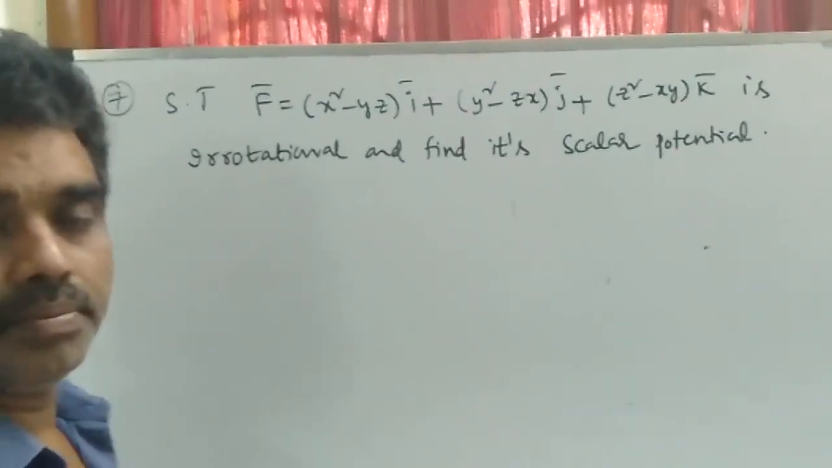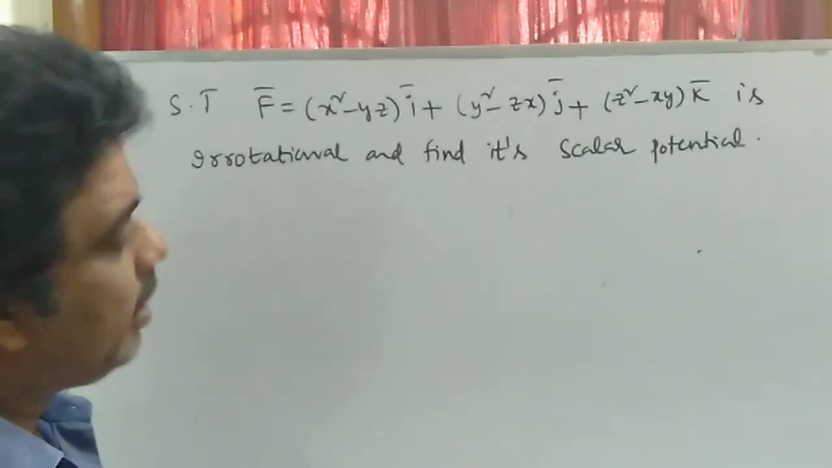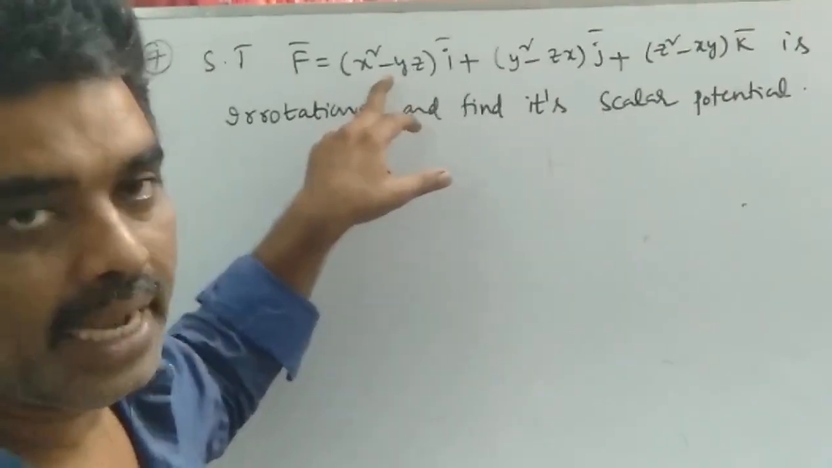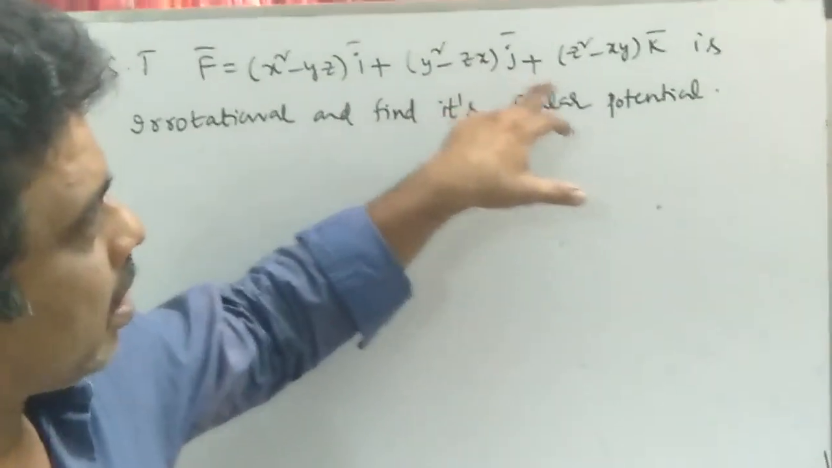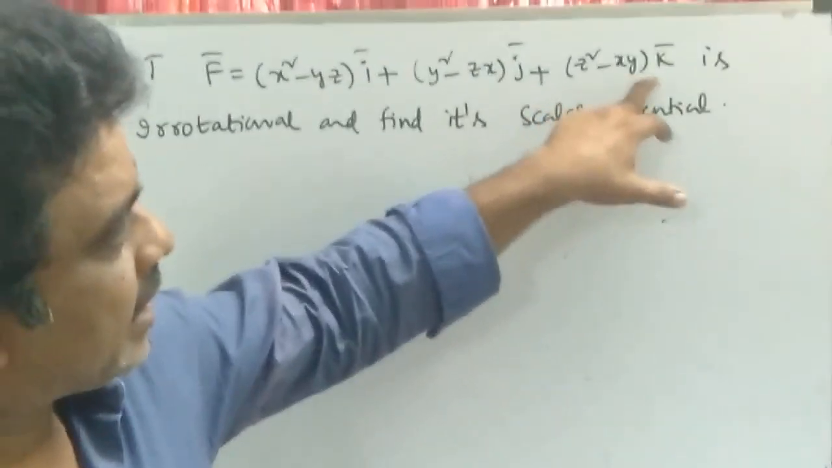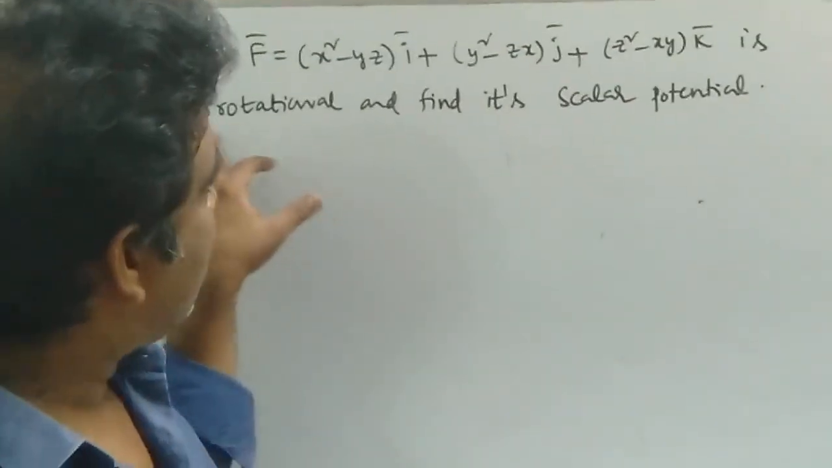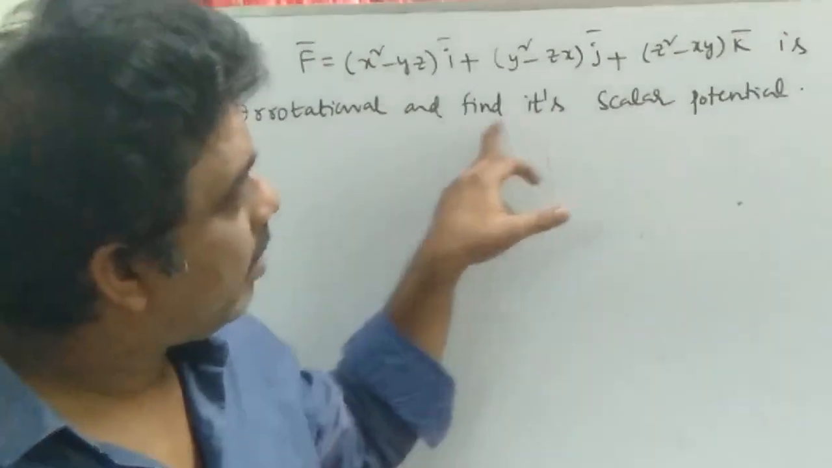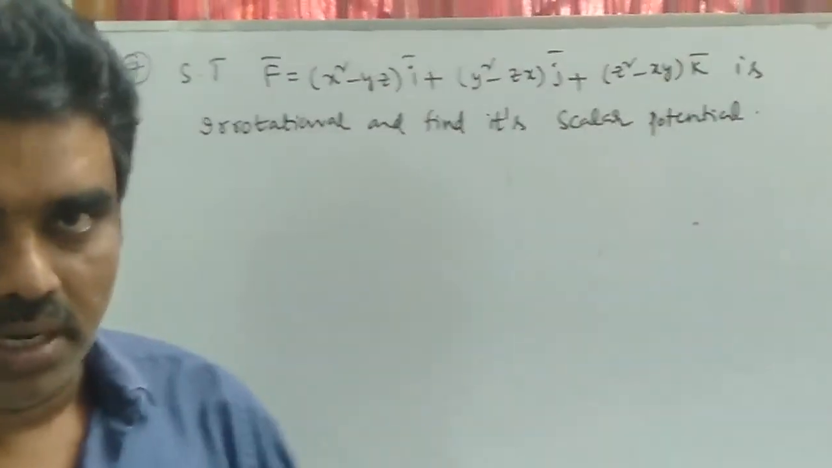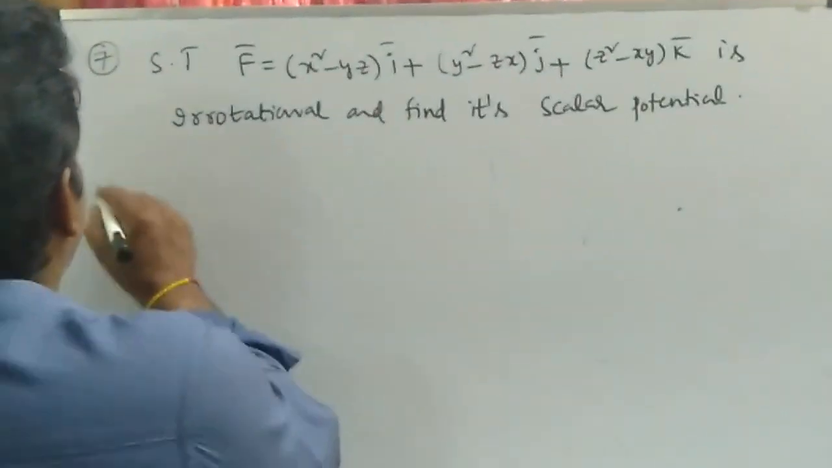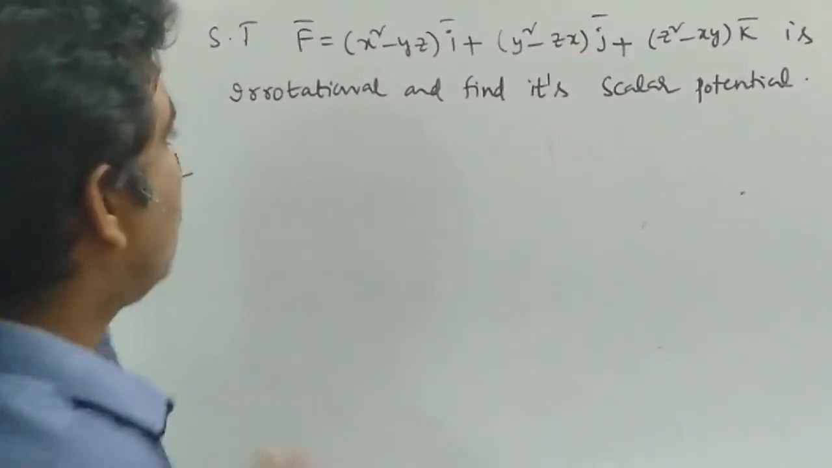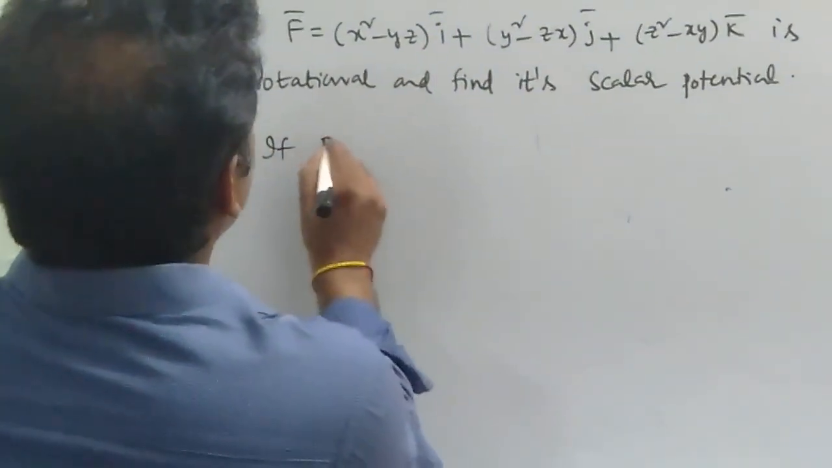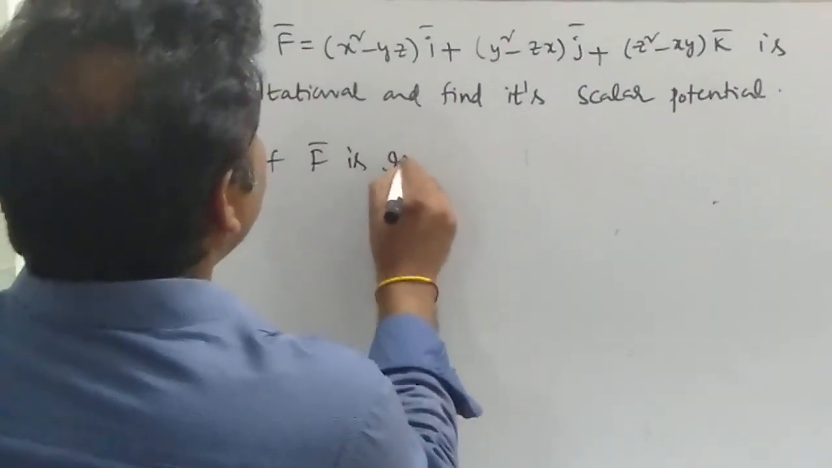Next problem, seventh problem. Show that f bar is equal to x square minus yz I bar plus y square minus zx j bar plus z square minus xy into k bar is irrotational and find its scalar potential. So first you have to show that the vector is irrotational. So if f bar is irrotational, what is the condition?